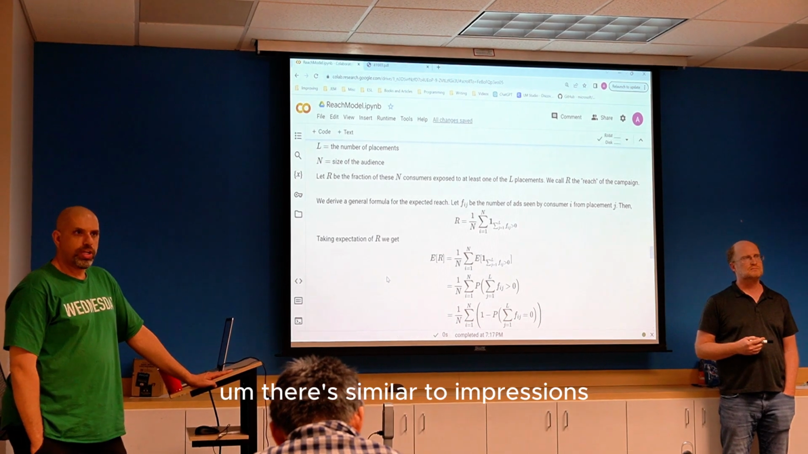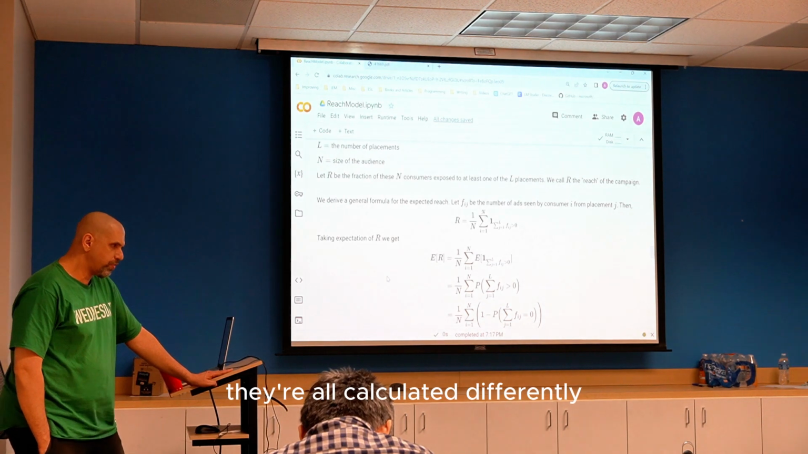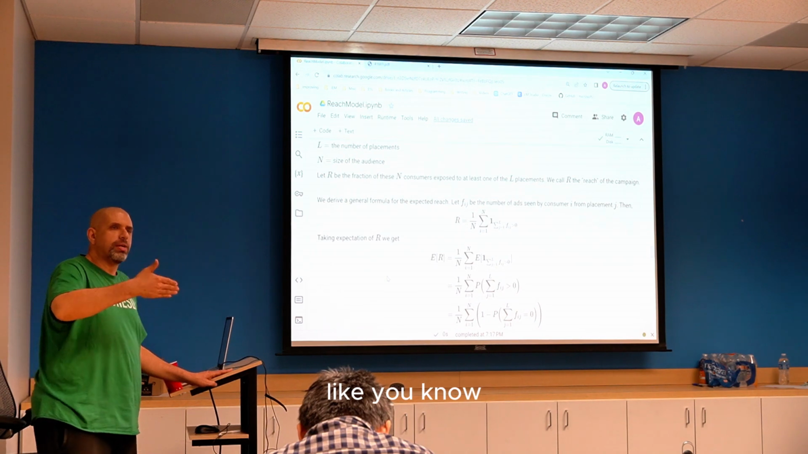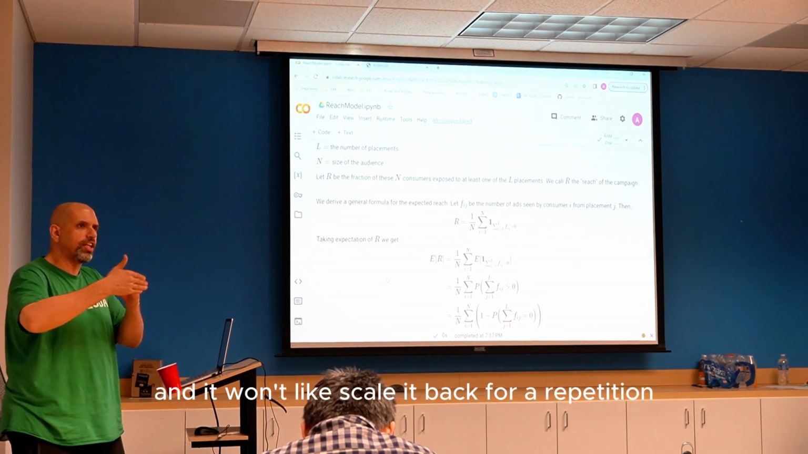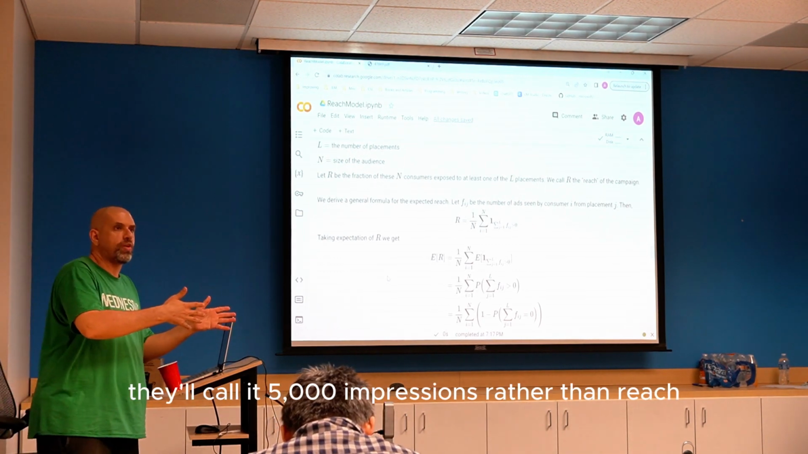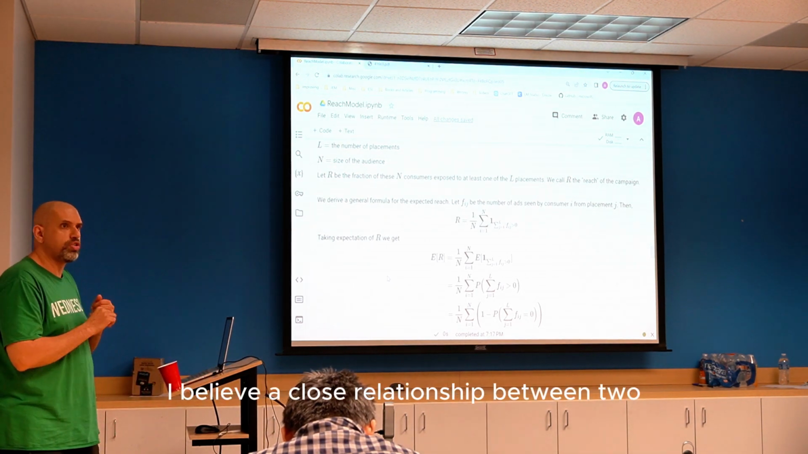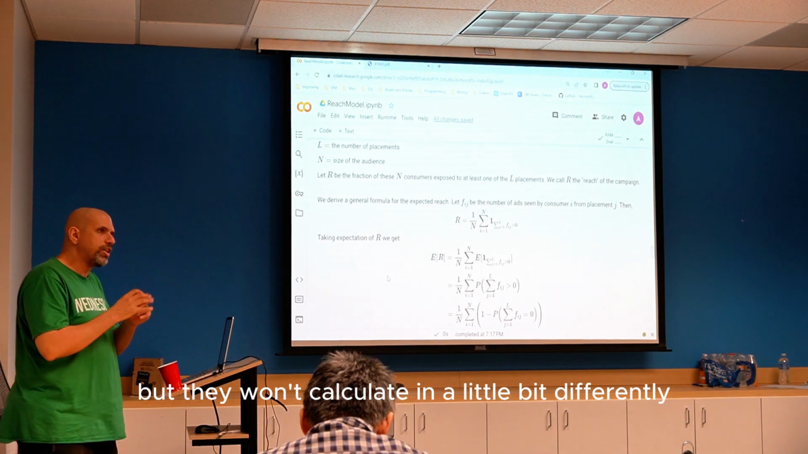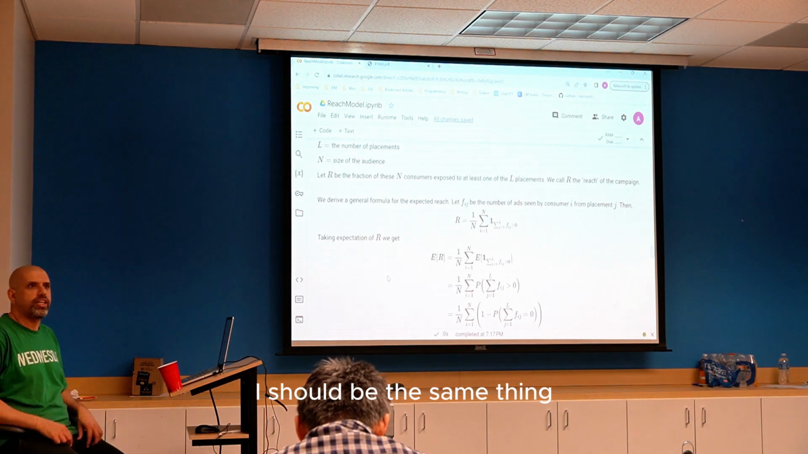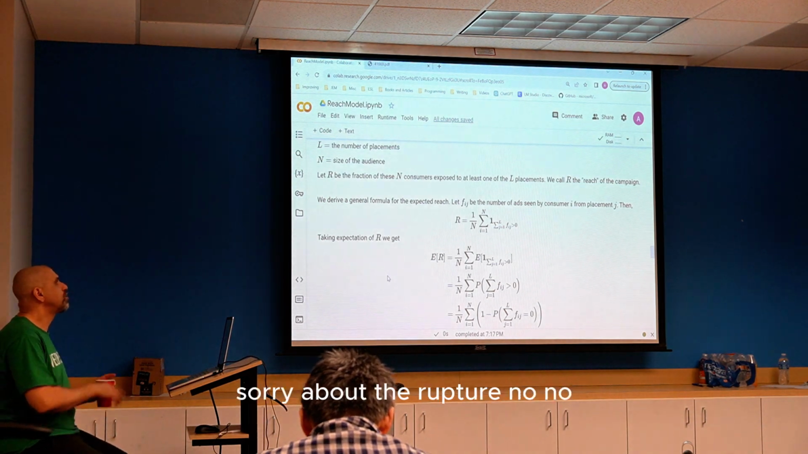They're similar to impressions. Some people calculate impressions differently based on different media, but some will calculate impressions as the number of ads they see, without scaling back for repetition. So if 500 people see the same ad 10 times, they'll call it 5,000 impressions rather than reach. In fact, some people will calculate reach from impressions. So there is a close relationship between the two. They calculate it a little differently depending on the medium, but it is closely related, and in some models it might actually be the same thing. Does that make sense? Yeah, based on media. Okay, sorry about the interruption. No, no.